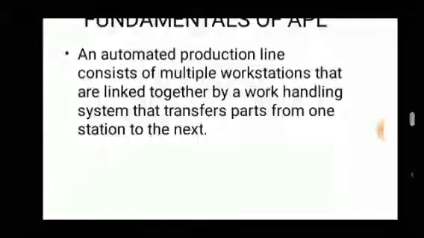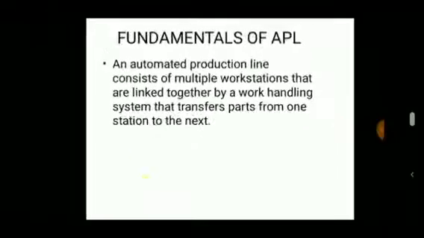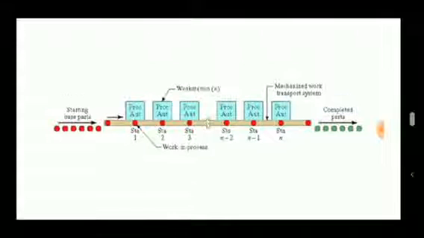It consists of multiple workstations, such as drilling and milling machines. These machines are called workstations, and they are linked together by a work handling system, such as an automated handling system. If a drilling process is finished, the workpieces are collected and go to the next station, that is milling or reaming, etc. The parts are transferred from one station to the next. This is an example of an inline production system.